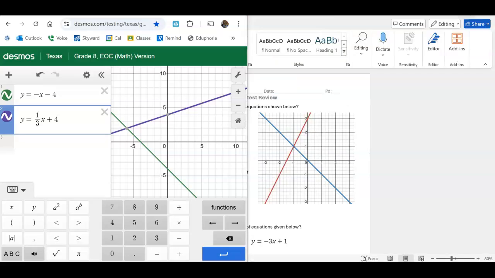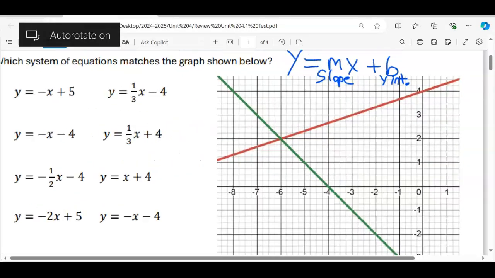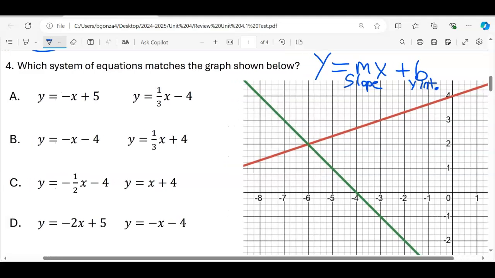Another way you could have done this is just by looking at the graphs and writing the equations. So like this red one, this one that's going through positive 4, and it looks like it's going up 1 over 1, 2, 3. This is y equals 1/3 x plus 4, because I can see the y-intercept is 4, and I can see the rise over run is 1/3.